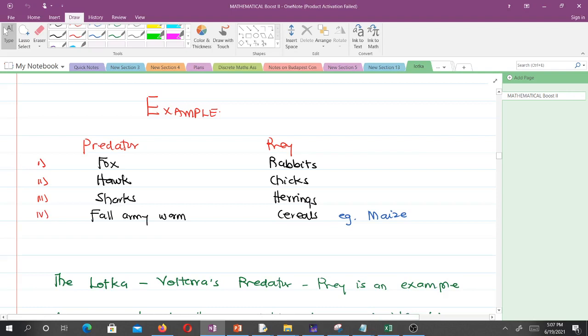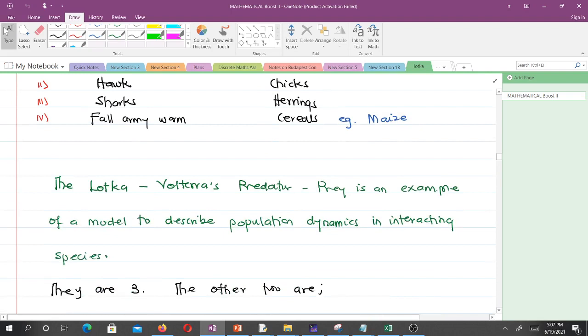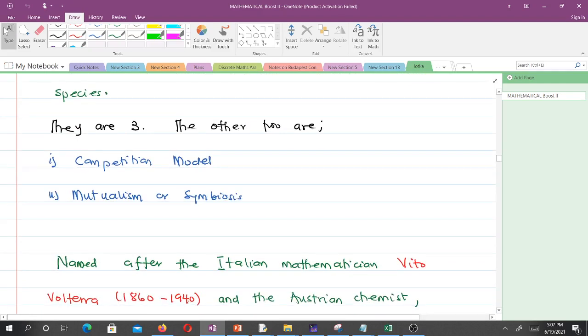When you have an interacting population of predators and their prey, how can we study their population? That's what Lotka and Volterra did. The Lotka-Volterra predator prey model is an example of a model to describe population dynamics in interacting species. We have three of them. The other two are the competition model, and mutualism or symbiosis. All these are some introduction. I hope you are getting it.